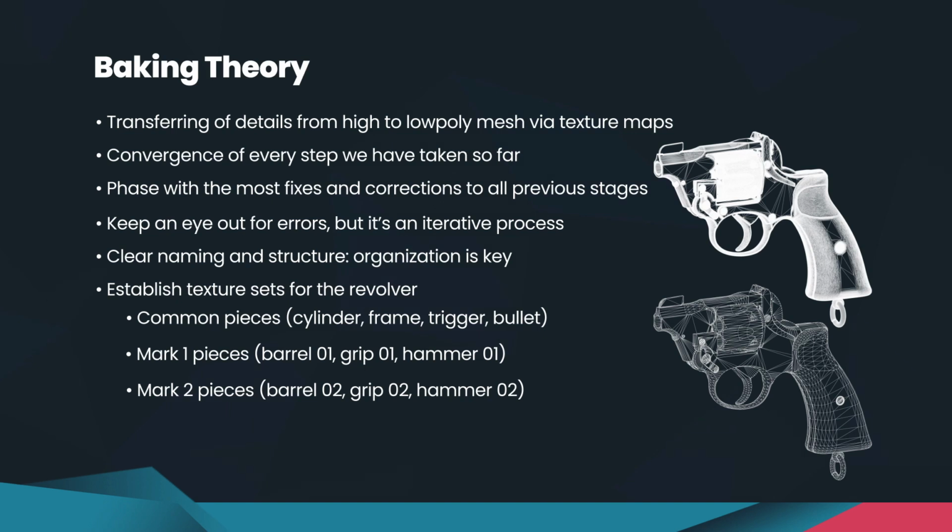Then we have the parts of the Mark I revolver: barrel 1, grip 1, and hammer 1. Alternatively, when we want a Mark II revolver, we will use a third set, including barrel 2, grip 2, and hammer 2. All of these final textures will be 2K, so they will be baked in 4K.